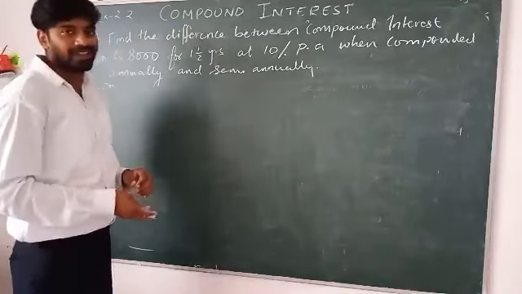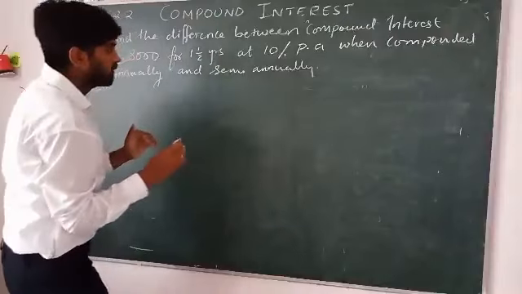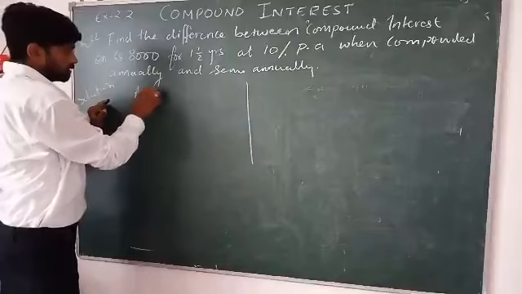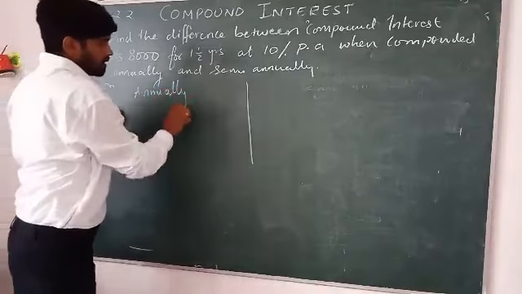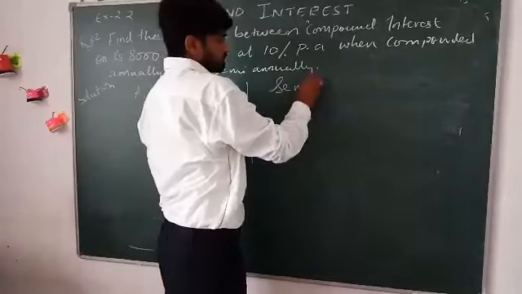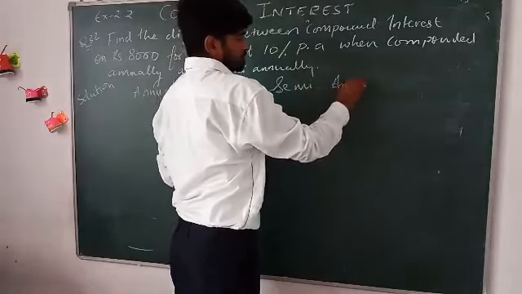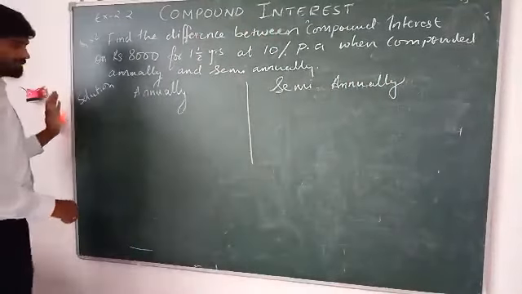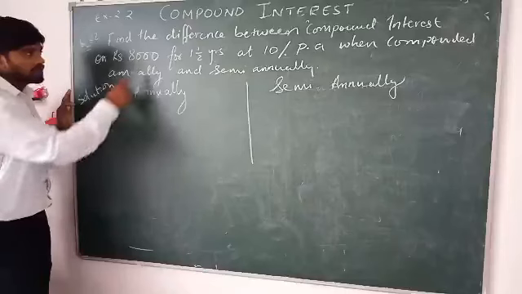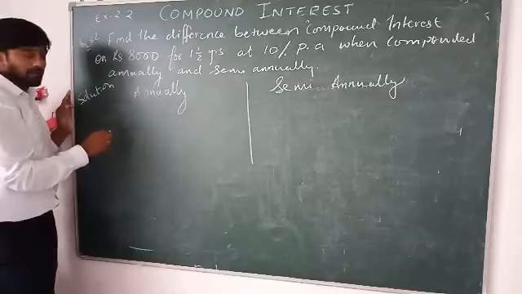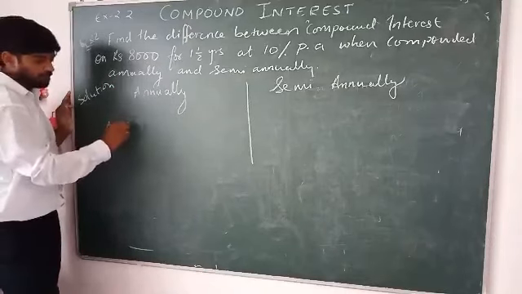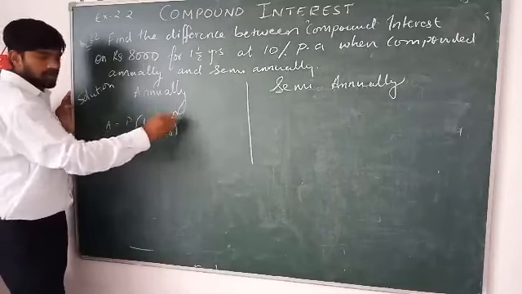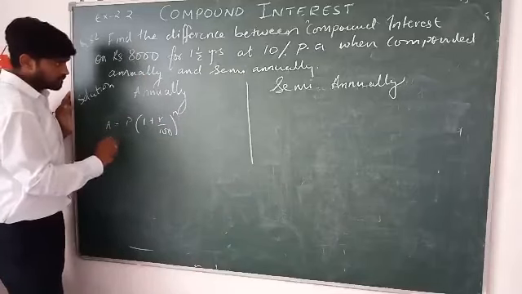Go ahead, try. Okay, anyhow, I'll also try for you guys. So I have to find the difference between annually and semi-annually. Okay, annually and semi-annually, and what is the principal given to me? This one. Okay, so I'll find the amount first. Amount equals P (1 + R/100)^N. So what is P given to me? A is equals to 8000.